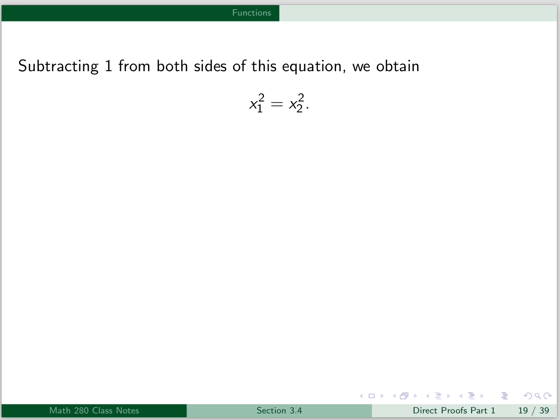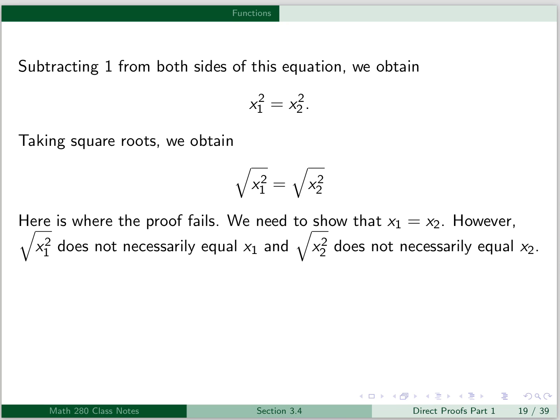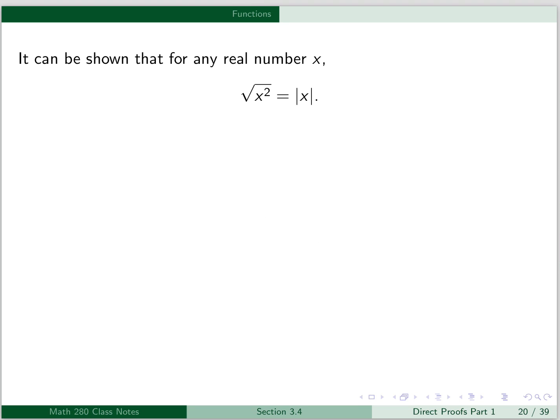Here, we have x1 squared equals x2 squared, so in a similar manner, we can start by taking the square root of both sides, and we'll have the square root of x1 squared equals the square root of x2 squared. Now, here is where the proof fails. We need to show for our conclusion that x1 is equal to x2. However, the square root of x1 squared does not necessarily equal x1, and the square root of x2 squared does not necessarily equal x2. For instance, when x1 is equal to negative 2, then the square root of x1 squared would be the square root of negative 2 squared, which is just the square root of 4, which is going to be 2, not negative 2.